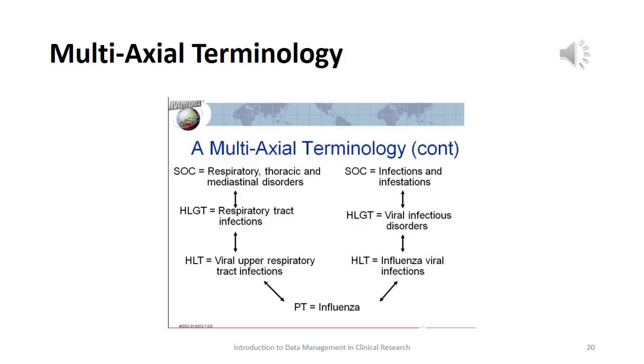If we look at the other side of the diagram, we have a system organ classification of infections and infestations, followed by viral infection disorders, then influenza viral infections, and then finally the preferred term of influenza. So we can get to our preferred term by going through two different system organ classes. This is an example of how the preferred term influenza would apply to two different system organ classes.